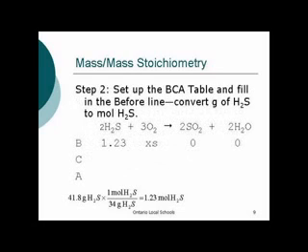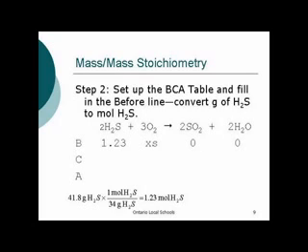Our next step is to set up the BCA table and fill in the before line. To do this, because we only put mole quantities into the BCA table, we need to convert the grams of H2S to moles. The conversion is shown below: 41.8 grams of H2S times the equality of 1 mole of H2S for every 34 grams of H2S. We sometimes also call this a conversion factor as well as an equality. So depending on who your teacher is, you'll hear those terms interchangeably.